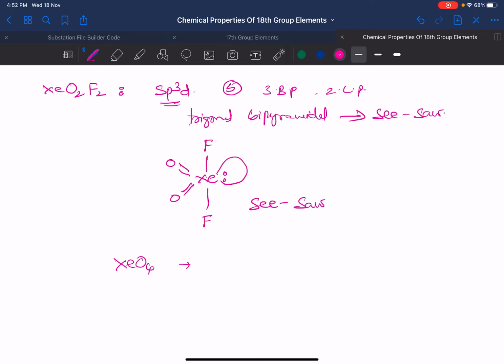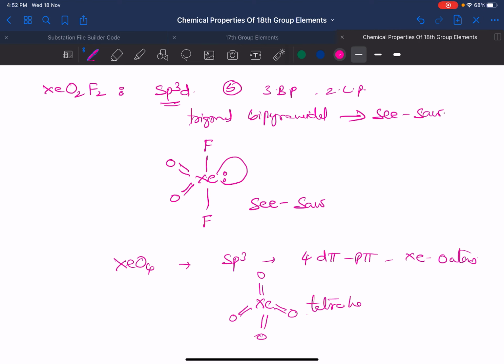Another xenon oxide is XeO4, xenon tetroxide. The central atom is xenon, and it undergoes sp3 hybridization. Here there are 4 dπ-pπ bonds between the xenon and oxygen atoms. So its structure is tetrahedral. The central atom is xenon and it contains 4 double bonds to 4 oxygen atoms. So these are the main compounds of xenon with relevant structures.